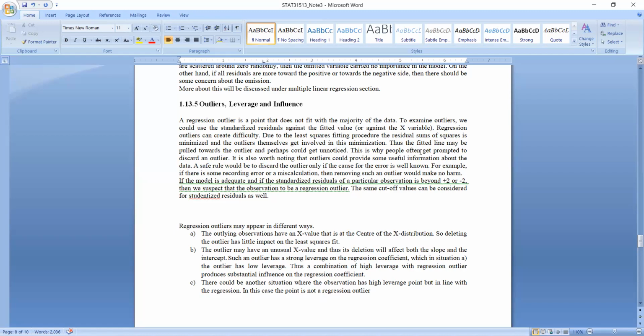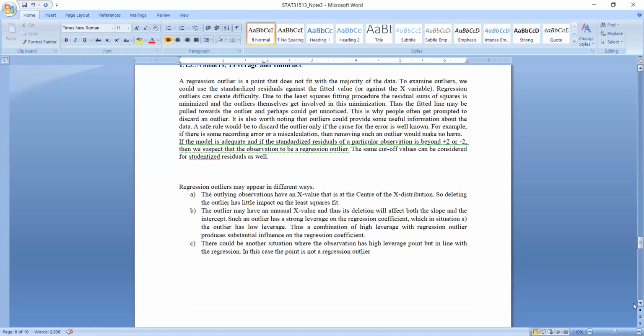Now, sometimes if you have an outlier in the center of your observation, in the center of your data set, even if you delete that outlier, there is not much impact.